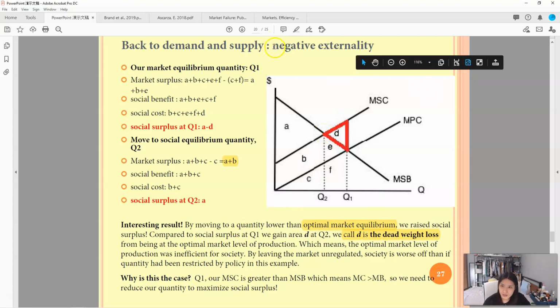So this is the example of a negative externality. We can say when there is a negative externality, our market equilibrium point is here. However, our social equilibrium point is here. So the social surplus at the market equilibrium is less than the social surplus at the social equilibrium. The difference between those two social surpluses is what we call the deadweight loss.